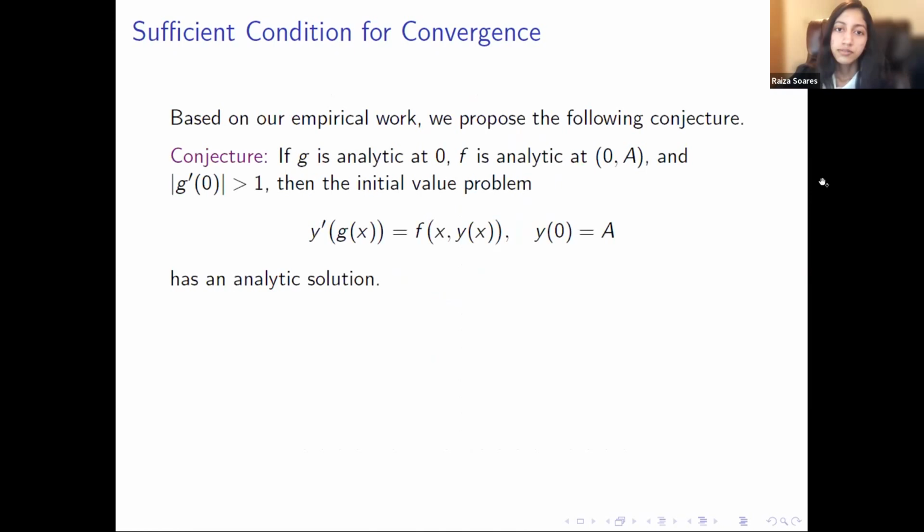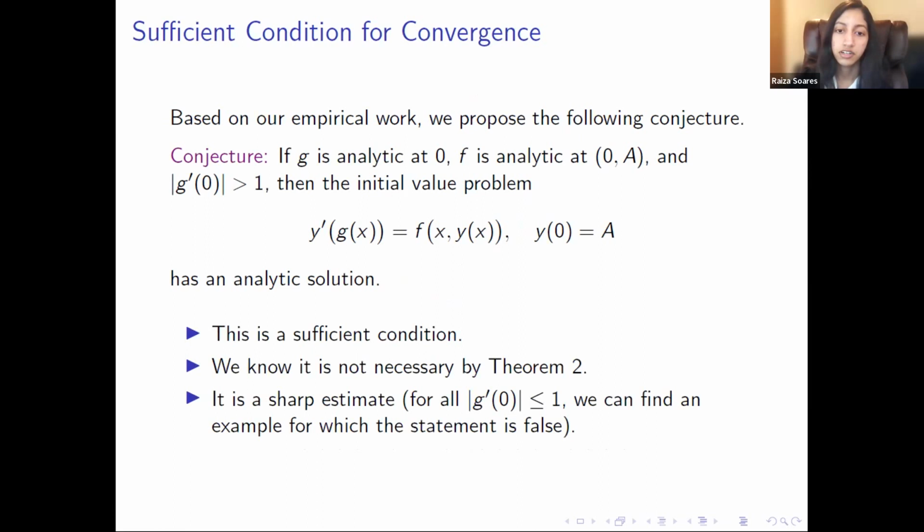So based on our empirical work, we propose the following conjecture. We have g is analytic at 0, f is analytic at (0, a), and we want that the absolute value of g prime of 0 is greater than 1. Then the initial value condition has an analytic solution. And this is a sufficient condition. We know it's not necessary by theorem 2. And it's a sharp estimate, which means for all g prime of 0 less than or equal to 1, we can find an example for which the statement is false.